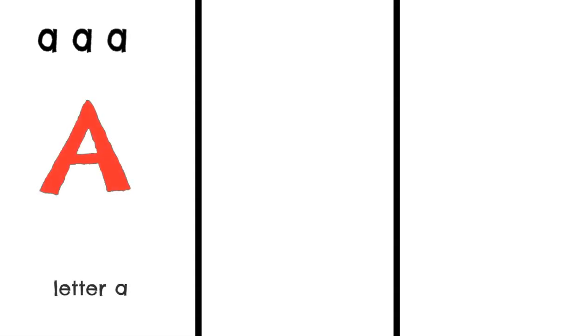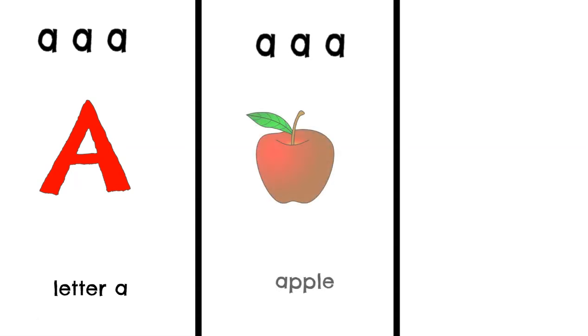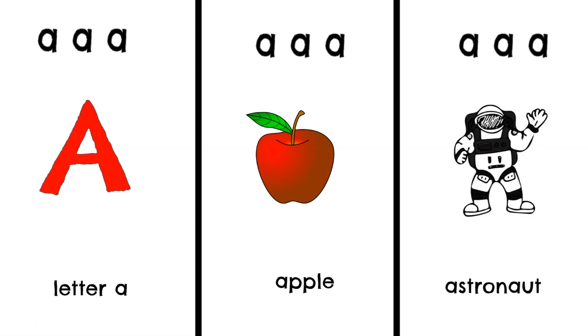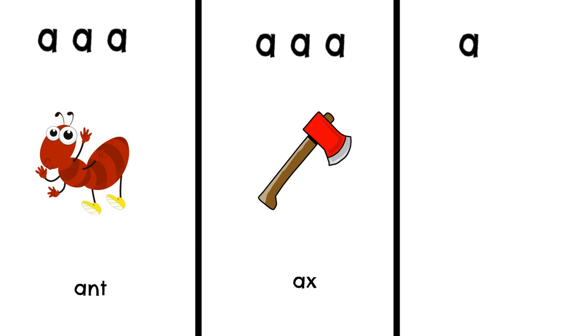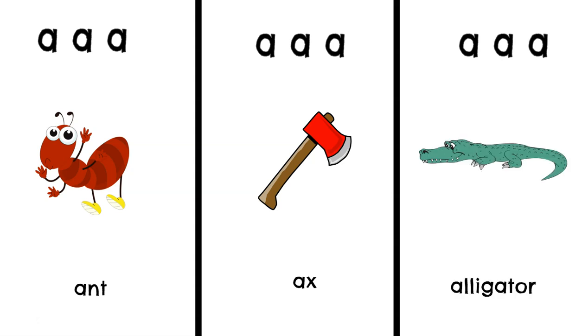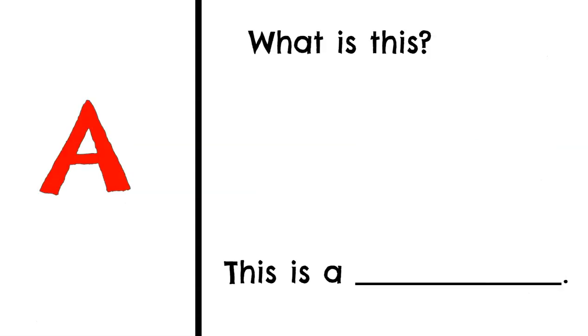And then we're going to go here, and this is where they're going to say, letter A. Good. Apple. Astronaut. Ant. Alligator. So here's where we're getting them to speak. And then you can ask them to guess, and we can do this as a role play.